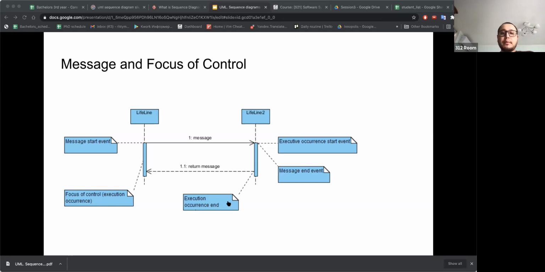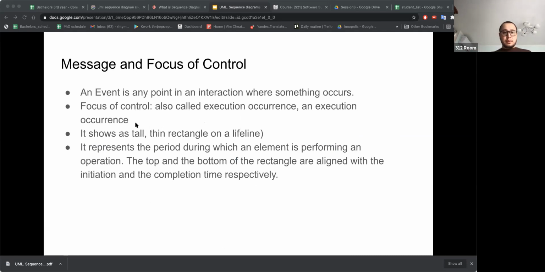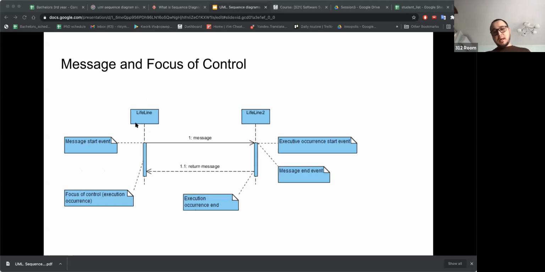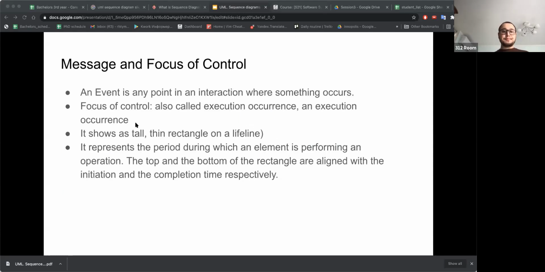In order to start some operation, you have to send some event, right? Then in response to this event, you may execute some actions, and you can return back some result. This is how you can represent the life cycle of some operation. So this is basically message and focus control. This is the description of this diagram; you can read it in detail.